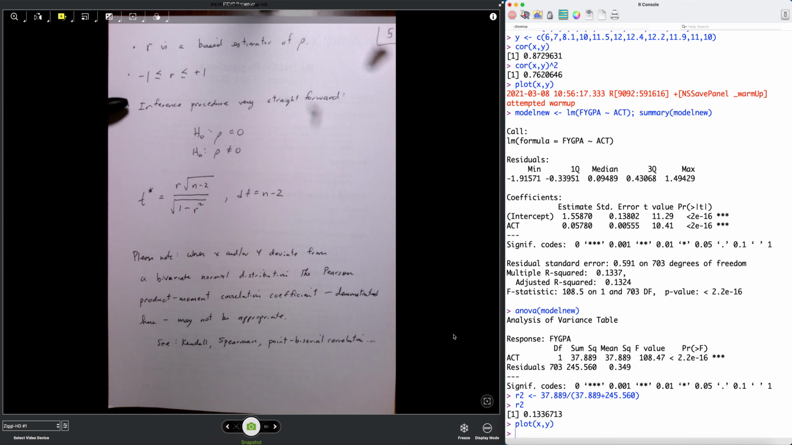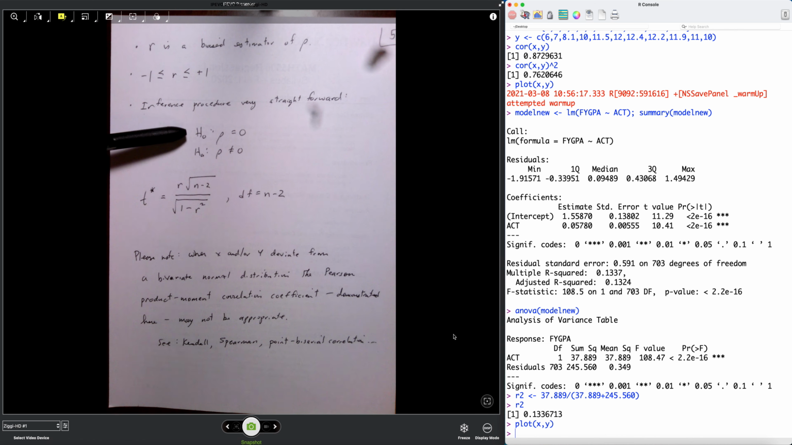So anyway, the procedure is something that is recognizable, I should say. H sub 0, rho is equal to 0, indicating no linear relationship. H sub A, rho not equal to 0, indicating we have a linear relationship. The test statistic is super easy to find. It's just the correlation coefficient times the square root of n minus 2, divided by the square root of the quantity 1 minus r squared. It follows a t-distribution with degrees of freedom n minus 2.